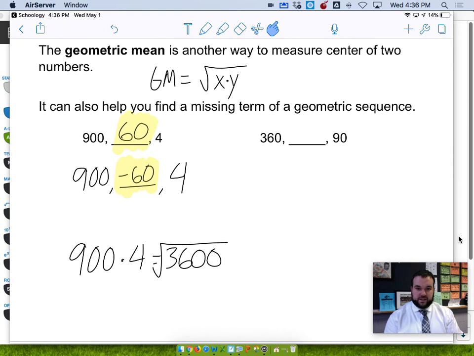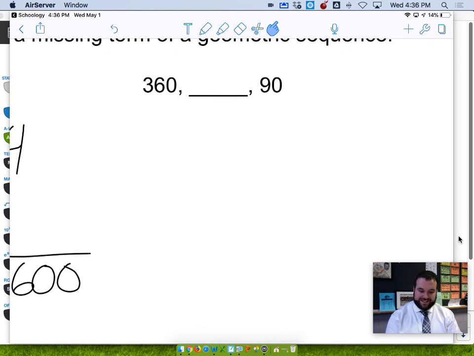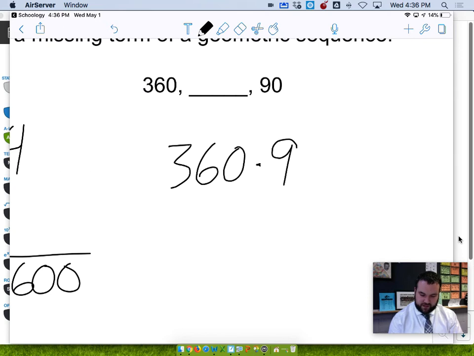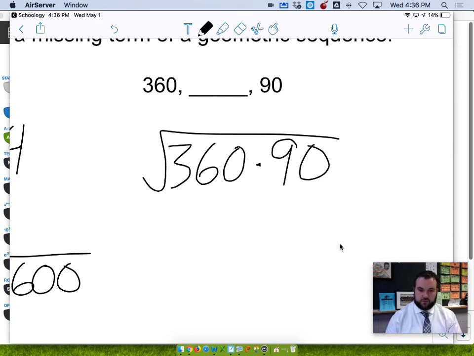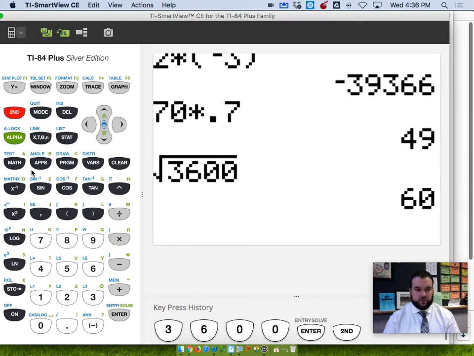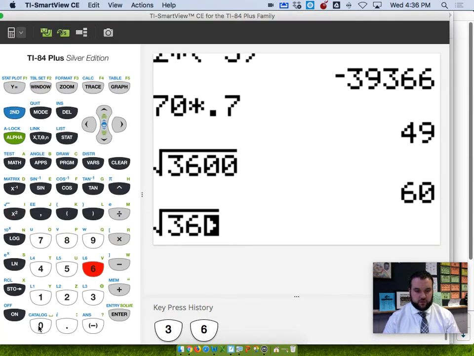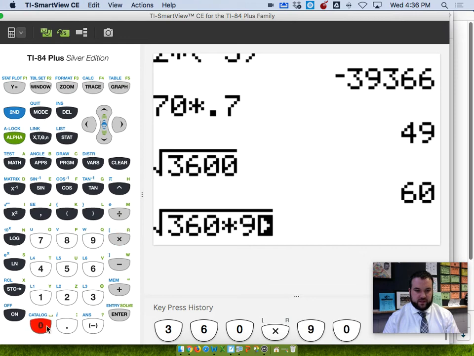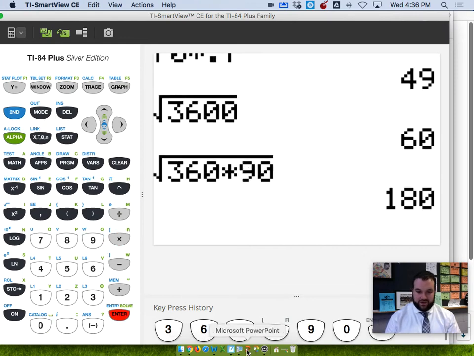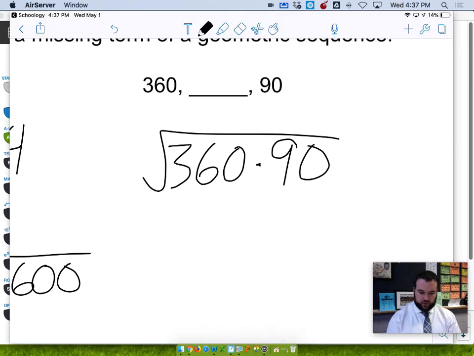And then for this last one, 360, blank, 90. I take 360 multiplied by 90, and then I'm going to square root that result. I can just type this in as the square root of 360 times 90. I get 180, so that's going to be the missing number there. Again, it could also be positive 180, so I'm just going to put plus or minus 180 as that missing term.